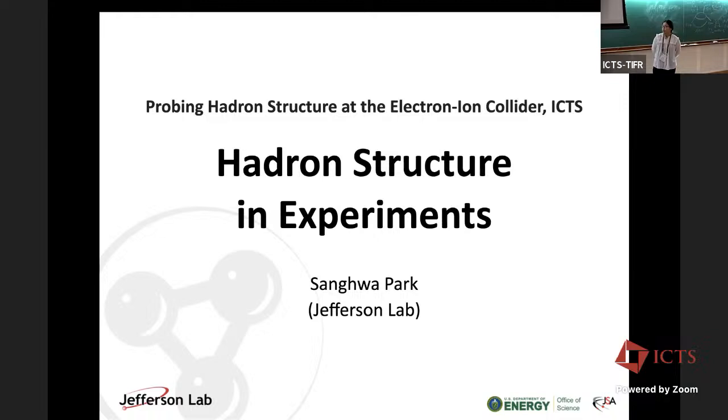And after my graduation, I moved to Jefferson Lab, which is a fixed target experiment. So we'll talk a little bit more about the difference between the collider and fixed target during this talk. So here I have collider and fixed targets. They have very different energy and different experimental setup. But with these different machines, what I do is basically the same. I study the hadron structure.